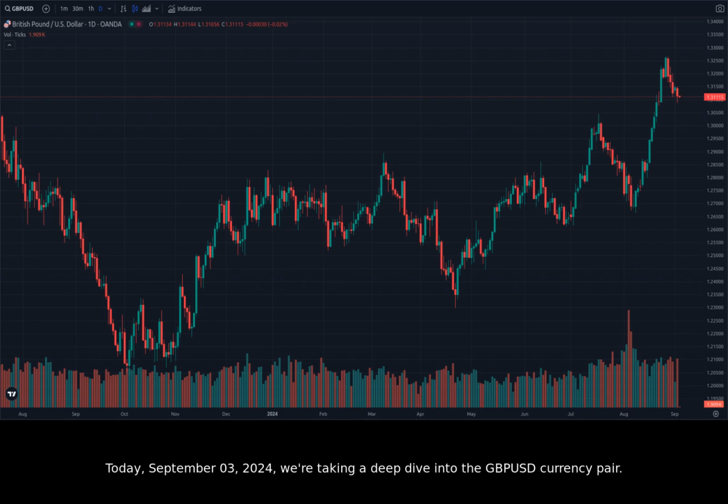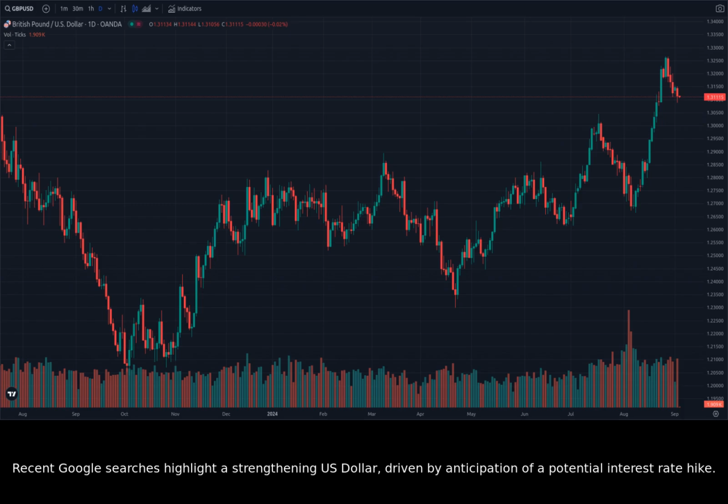Today, September 3rd, 2024, we're taking a deep dive into the GBPUSD currency pair. Let's start with the news impacting the market. Recent Google searches highlight a strengthening US dollar, driven by anticipation of a potential interest rate hike. The US dollar index, DXY, has gained strength against other major currencies, including the British pound.